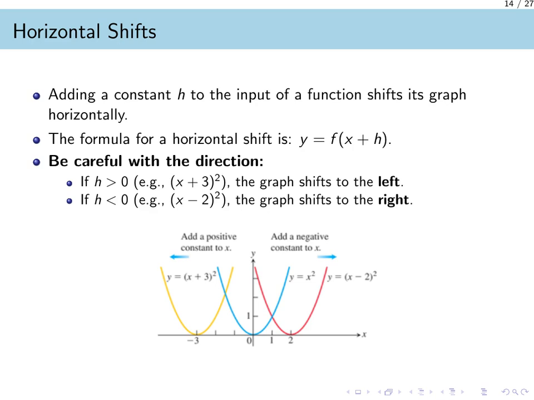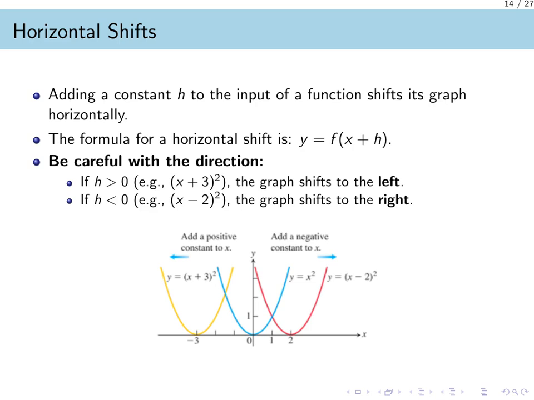Now let us look at how to shift a graph horizontally, which involves adding a constant directly to the input variable x inside the function. The general formula for this transformation is y equals f of the quantity x plus h. The most important thing to watch for here is the direction of the shift, because it is the opposite of what you might first expect.